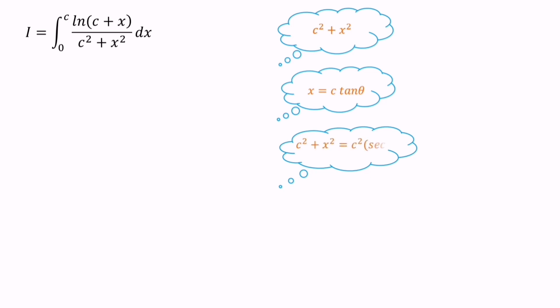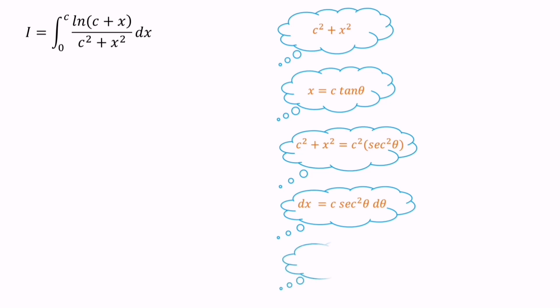sec squared theta. After that, we can express dx in terms of theta and change the upper limit and lower limit according to the theta variable. Finally, using basic logarithm rules, we can simplify this integral. Clear? Let's jump into the question.